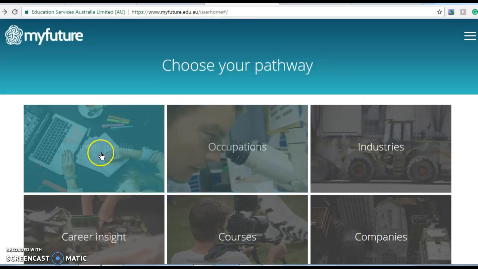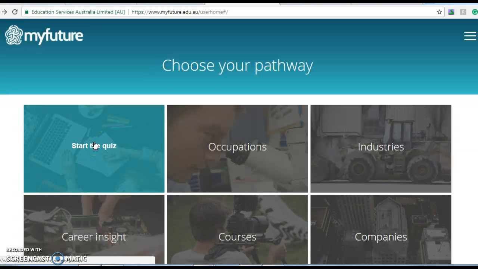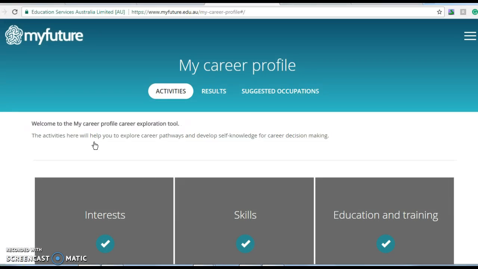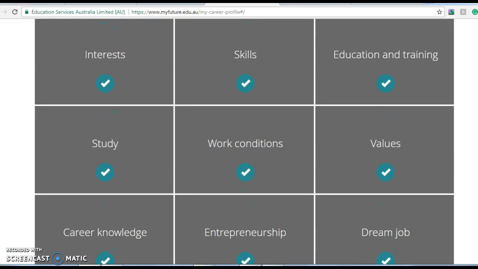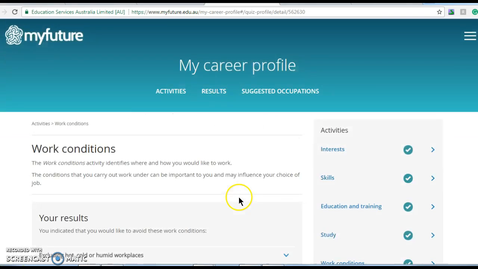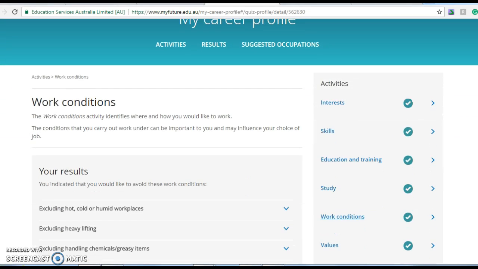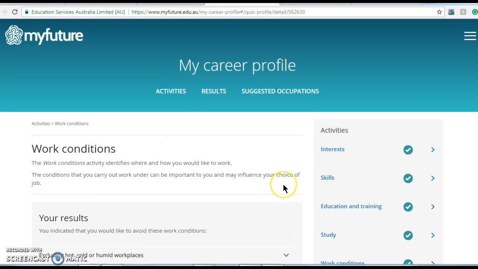There are other good things to explore here in My Future, but the second one I wanted to show you in terms of thinking about finding out what kind of job would be right for you is this career profile. And basically you take all of these as little quizzes. Yep. You can see my results say I want to exclude all of this stuff. So it's a really useful exercise in figuring out what you do and don't want.